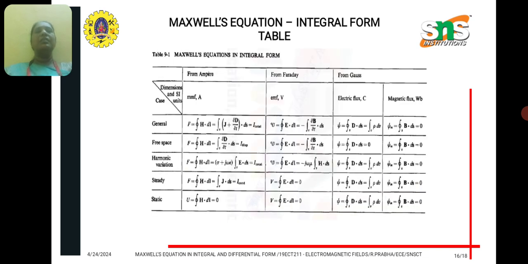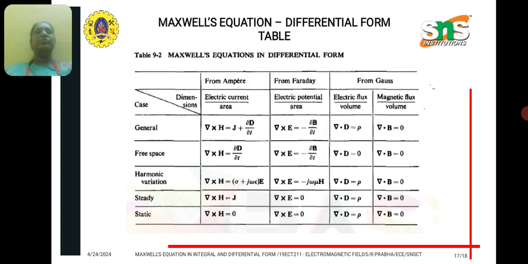This table gives Maxwell's four equations in different forms and derived from the various laws. The previous table is for integral form and this one is for differential form.